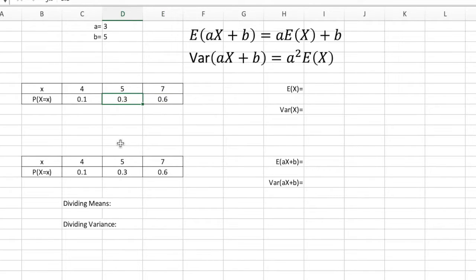So if I change this 0.3 to a 0.4, my 0.6 is going to change to a 0.5, and you'll see they change down there as well. So at the moment, the two data sets are the same. Now I'm going to calculate the expected value, or the mean.